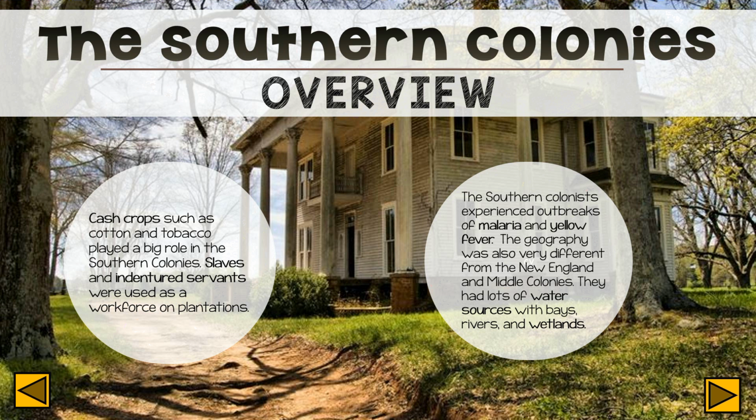These were diseases that people coming from England weren't used to having. And the geography was also really different from the other two groups of colonies. So the New England colonies had really thick forests. The middle colonies had really great, rich farmland. But the southern colonies had tons more water sources. There were wetlands and swampy areas and rivers and bays. So each area was very unique. So that's our overview of what the colonies looked like.